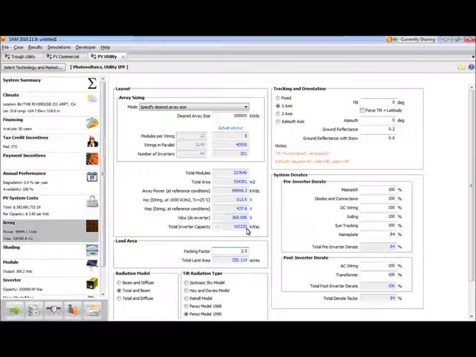And when I move the cursor out of that box, you notice that the values here change. So SAM automatically figured out how many modules and inverters I needed in my system to build a 100 megawatt system. And that's because I'm in the specify desired array size mode. If I wanted to specify the numbers of modules and inverters myself, then I'd change to specify numbers of modules and inverters mode. And then I can type in numbers here. So you've got two different ways you can specify the PV system size.